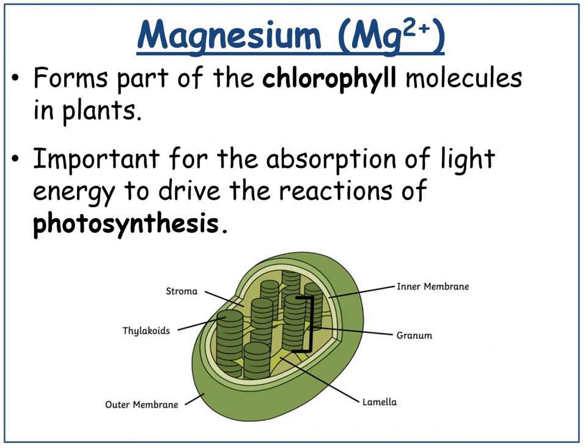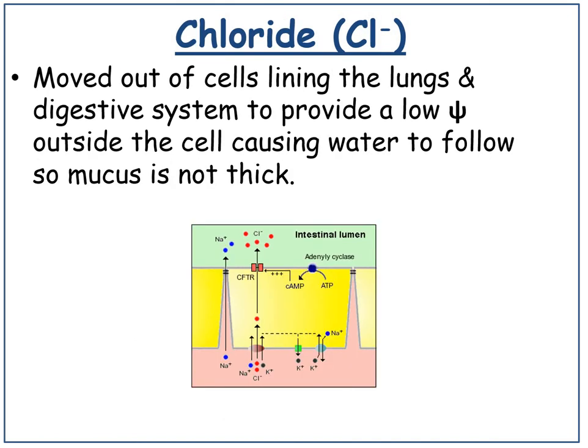Magnesium ions, or Mg2+, form part of the chlorophyll molecule in plants, and it's important for the absorption of light energy to drive the reactions of photosynthesis. Chloride, or Cl-, is moved out of the cells lining the lungs and the digestive system to provide a low water potential outside the cell, causing water to follow so mucus is not thick. It's actually this mechanism that is affected if somebody has cystic fibrosis.